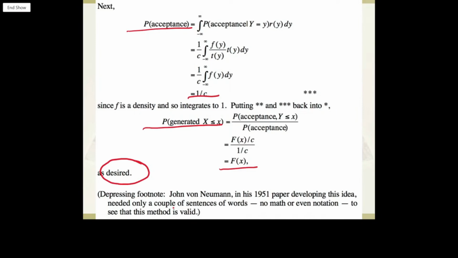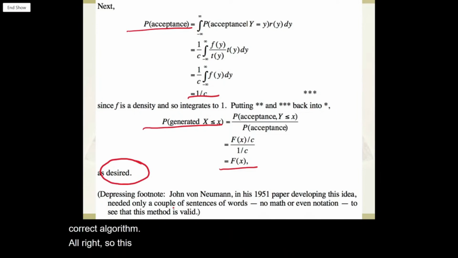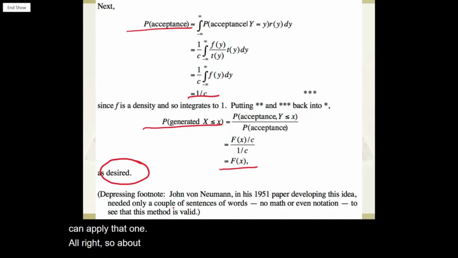So we can pass on the way to prove it, right? So finally, as desired, this is a correct algorithm. All right, so this is a proof for the acceptance rejection algorithm, so that we can apply that one. All right, so about this, I think okay, right? So let me continue.